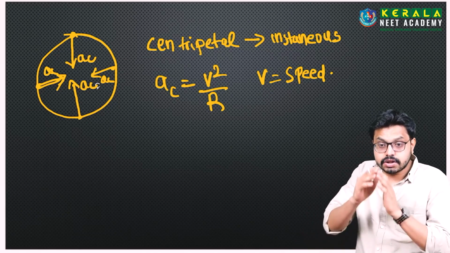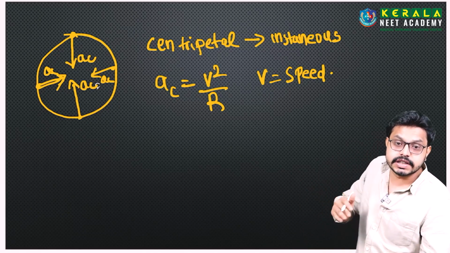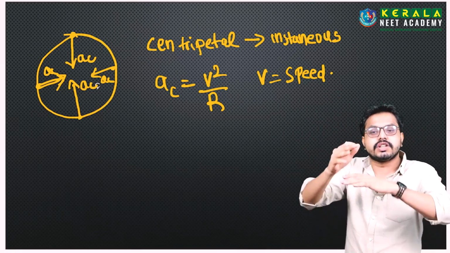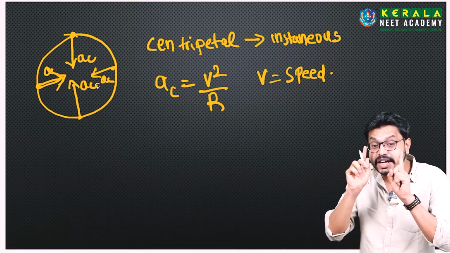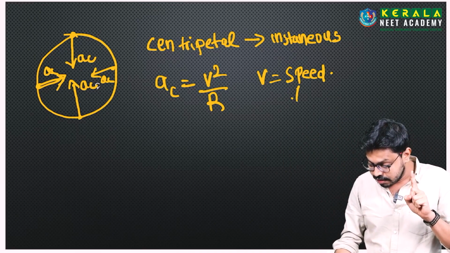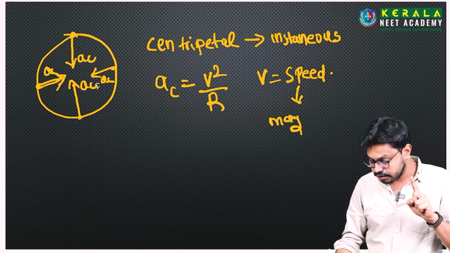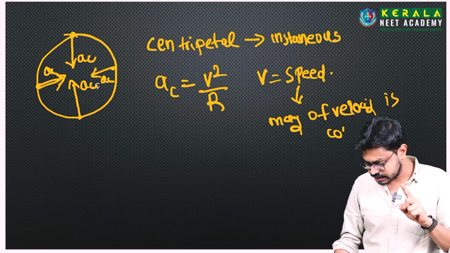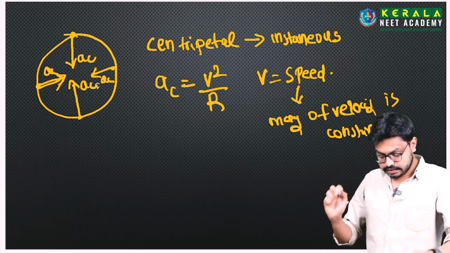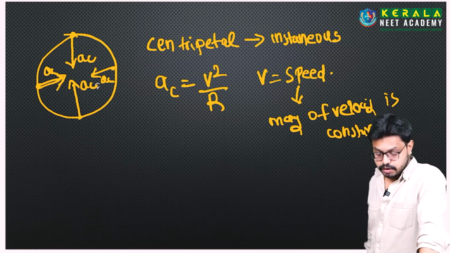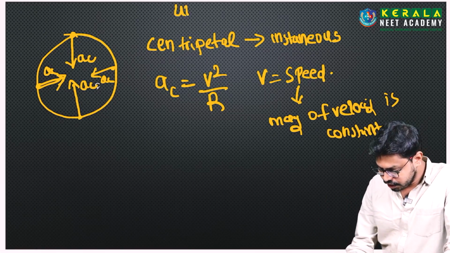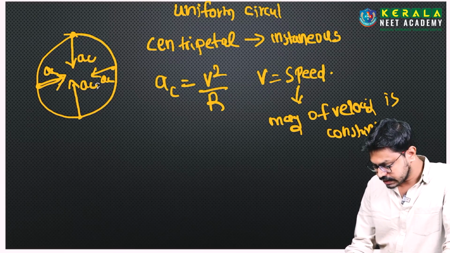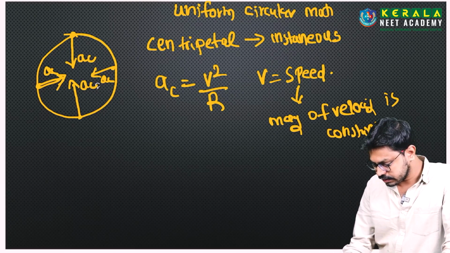So the direction of velocity is changing. So is the velocity constant or not? Velocity is not constant because the direction is changing. So the velocity is also changing. But the magnitude of velocity, the speed, is constant. In which type of motion? This is uniform circular motion.